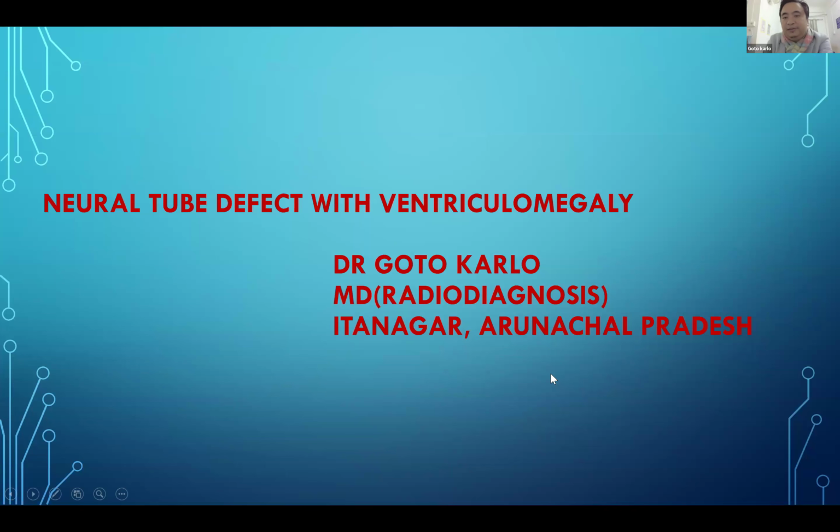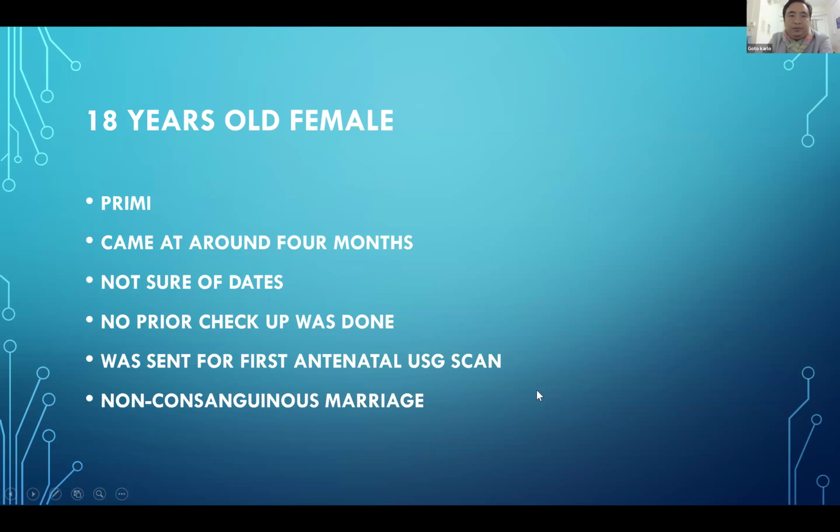Evening, teachers, seniors, and colleagues. Today, I will be presenting a straightforward case of a neural tube defect with ventriculomegaly. This patient was an 18 years old female, primary, came at around 4 months of age, not sure of dates, no prior checkups were done, was sent for first antenatal scan, and it was a non-consanguineous marriage.